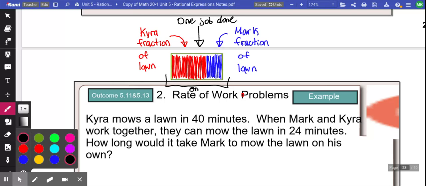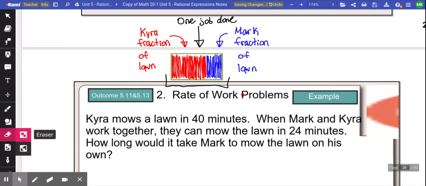And this will go for everything, whether it's making burritos, breaking into my neighbor's house, whatever. Two people are doing a job. One person does a fraction of it. The other person does a fraction of it. And together they have one completed job. Okay, that is how we're going to build our equations.